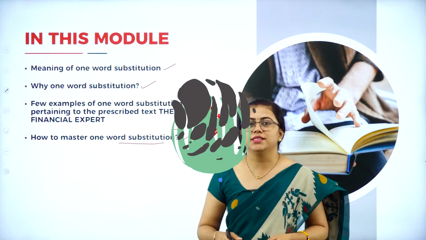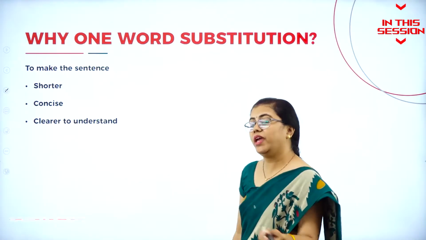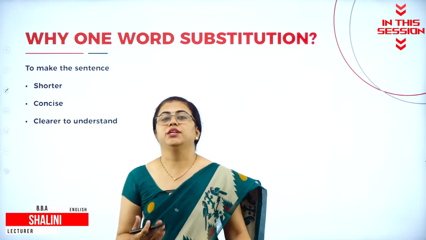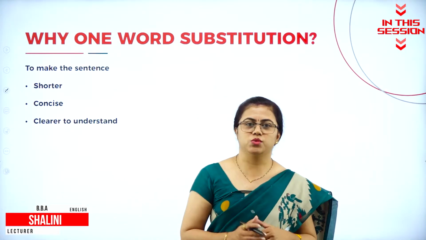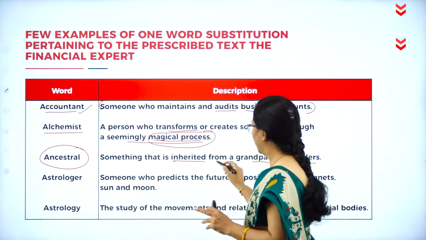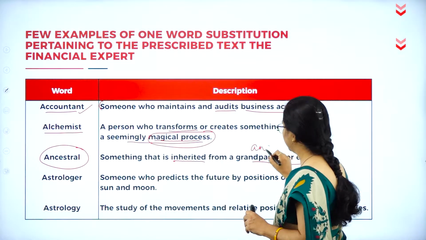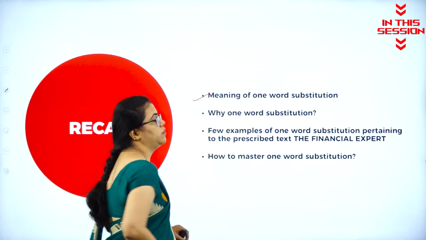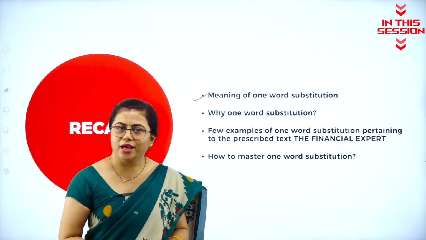So how do you master this one word substitution? Why should you use one word substitution? What is the need for you to use this one word substitution? Ancestors, grandparents or elders are called as ancestors. So why should we use one word substitution? In order to make our language clear.